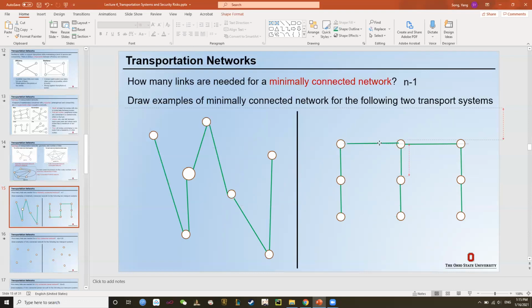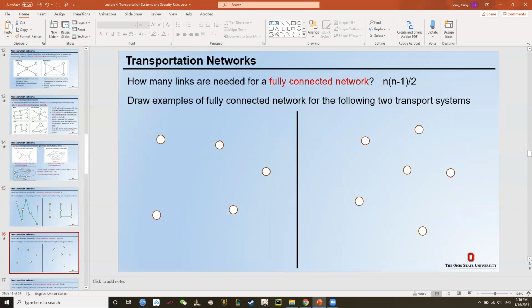If you do this, right? You move this to the top, move this link to the bottom. This is another answer, another solution, but still 8 links, right? So let's do more. How many links are needed for a fully connected network? N multiplied by n minus 1, divided by 2. So for the left side, 1, 2, 3, 4, 5. 5 multiplied by 4 divided by 2. So we should have 10 links, right?